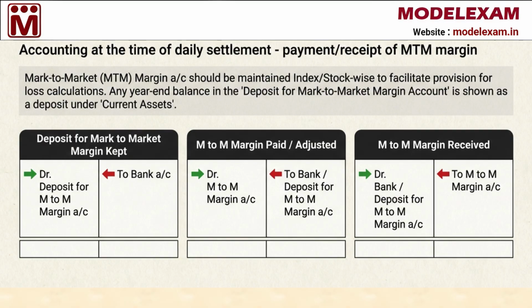While the initial margin is a deposit, the daily changes in market prices are handled through something called mark to market or MTM margin. Every day as prices go up or down, money is either paid out or received into your account. These daily settlements are tracked separately for each stock or index to make it easier to see if you are making a profit or a loss at any given time.